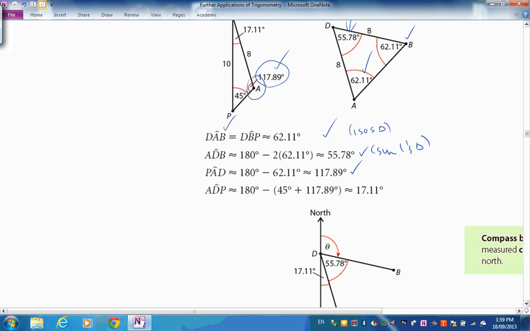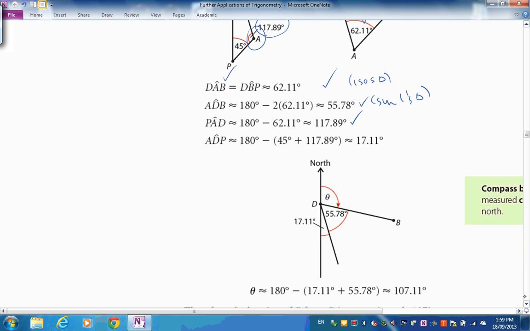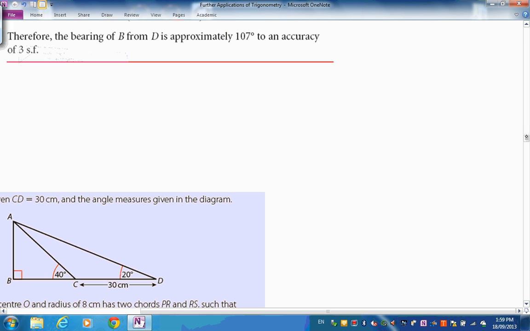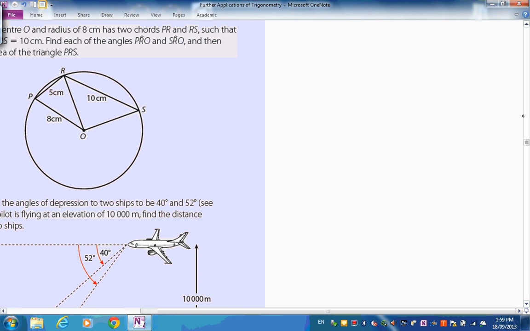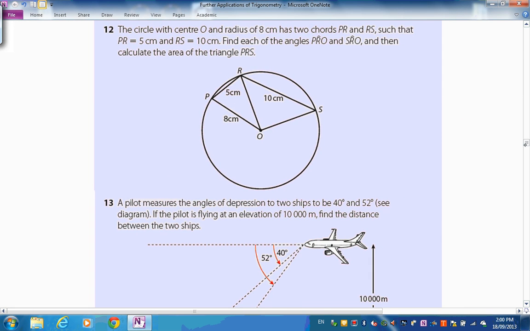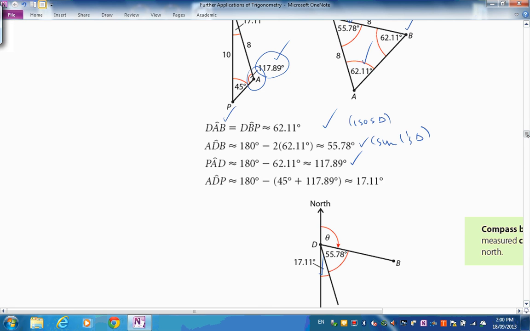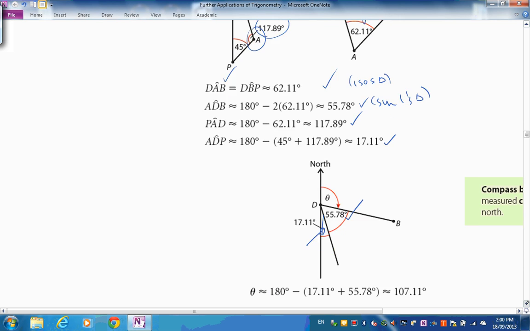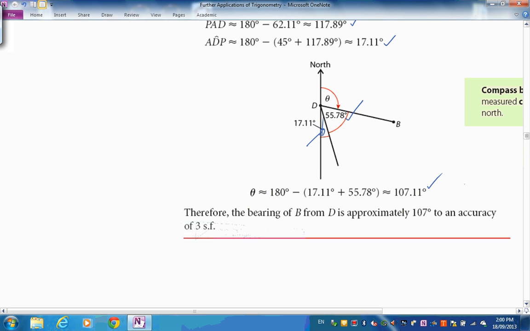So we'll just get this right now, coming down. Therefore ADP, let's go back to our diagram, it's getting a bit messy there. So it's coming across here. In our original diagram, we had 17.11. Let's go up a bit here. So going back now, ADP was 17.11, and therefore we've got this angle, and if we take it away from 180, we've got 107.11 degrees.